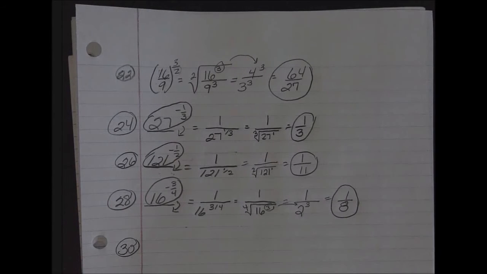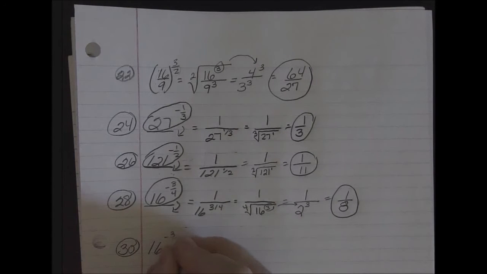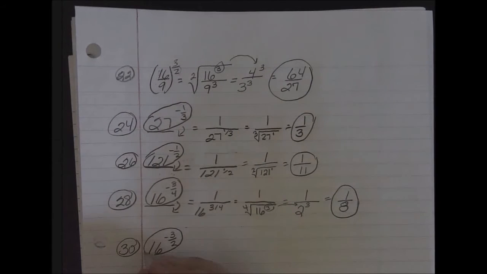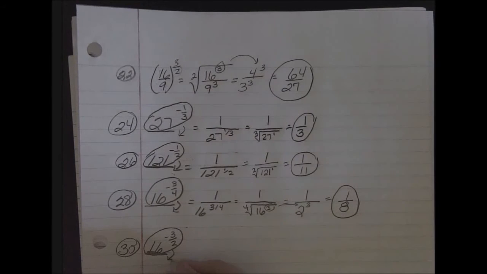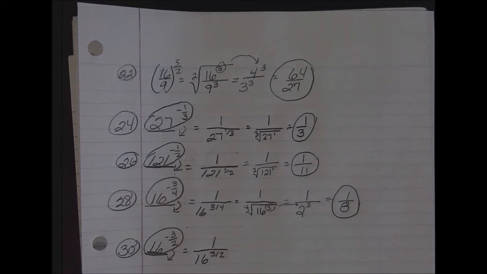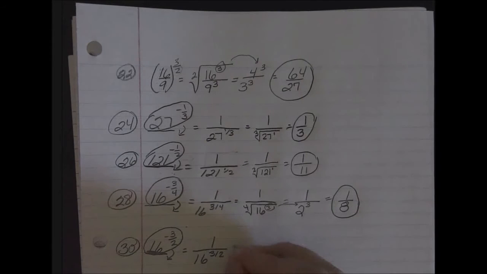Number 30, I have 16 to the negative 3/2. So 16 to the negative 3/2, I'm going to circle my base and my exponent. Remember, the reason I'm doing this is because I can't have a negative exponent. So I'm going to put that term down into my denominator. That makes me have a positive exponent, and then I have my placeholder of 1. Now I'm going to translate my 16 to the 3/2 into radical form.